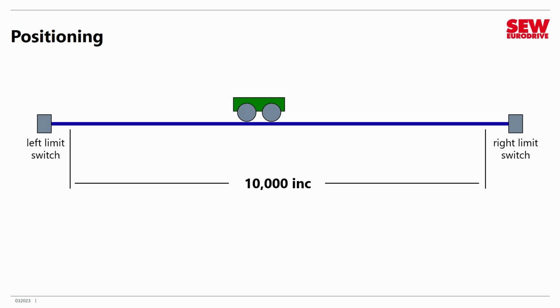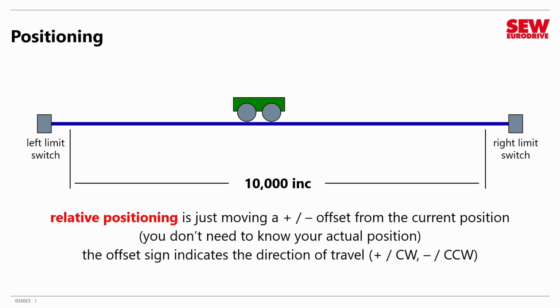All right, that said, let's move on to the first type of positioning. It is the simplest, and it is called relative positioning. You're moving a positive or negative offset from wherever you currently are. You don't need to know your true position along the track. All you're saying is, I want to move positive or negative from where I'm sitting by this distance. Generally, we treat positive as clockwise and negative as counterclockwise.